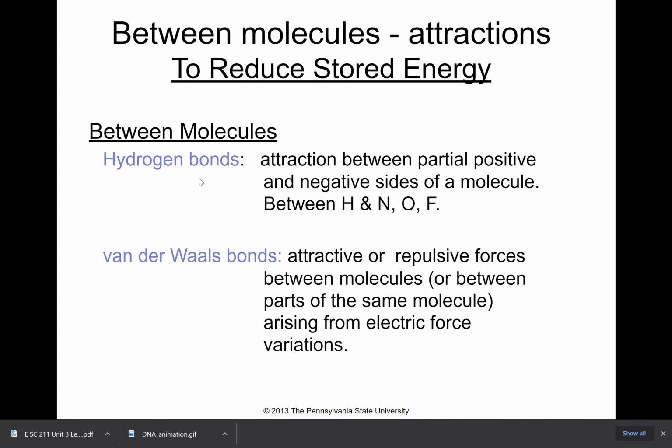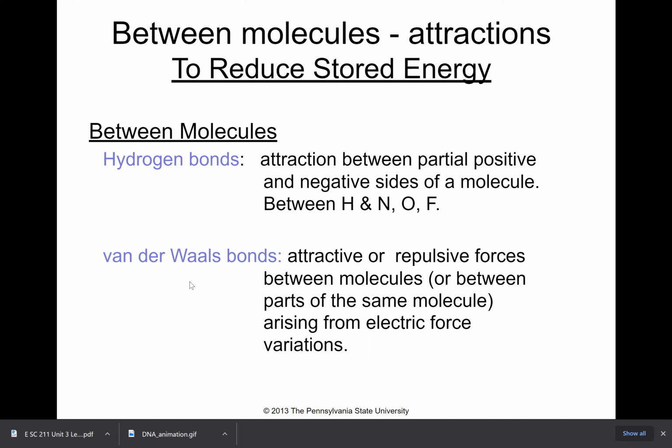And in specific for this particular kind of attraction, it's between a hydrogen atom on one molecule and a nitrogen, oxygen, or fluorine atom on another molecule. And those two things are attracting each other. And I'll talk to you a little bit more about that. So the hydrogen would be a partial positive, nitrogen, oxygen, or fluorine would have a partial negative charge. And, as you guys know, opposites attract, so plus is attracted to a negative.